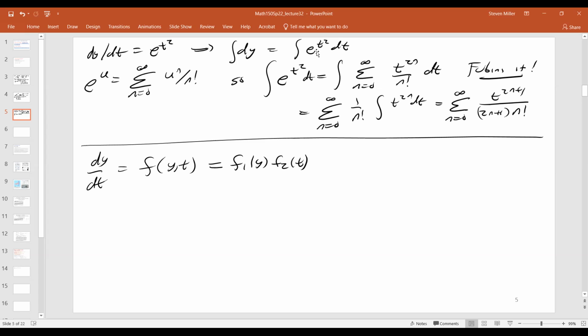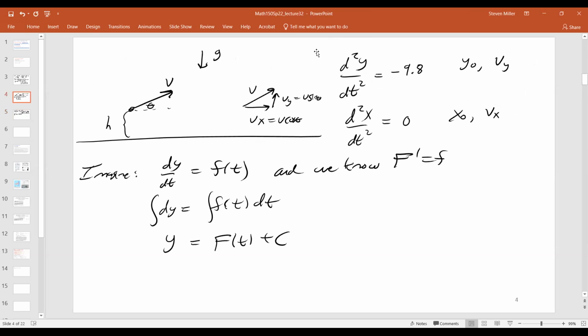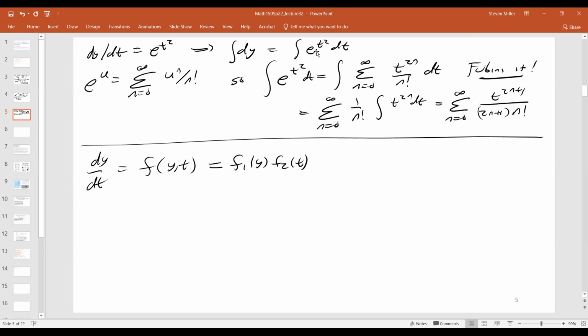We did the special case earlier where f1 of y was just 1. And we just had dy dt was a function of t. And then it all came down to, if I can find an antiderivative, I'm done. Now I have this mix. I have y and t. How can I solve this? Thoughts?